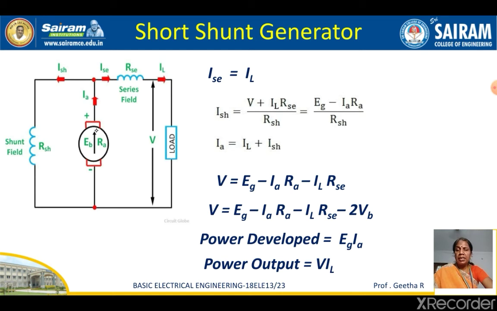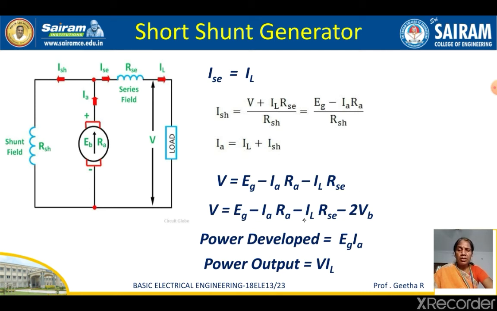So the armature current: here it is ISH, here it is IL. So you can write IA is equal to IL plus ISH. The terminal voltage V is equal to the generated EMF minus IARA minus ILRSE. The terminal voltage you are calculating here, this path includes the drop across this, that is EG minus IARA, that minus the drop across this RSE. This is RSH, this is RSE. So it is EG minus IARA minus ILRSE.